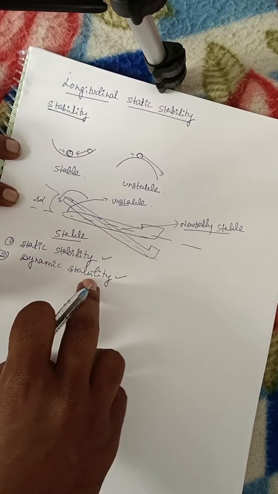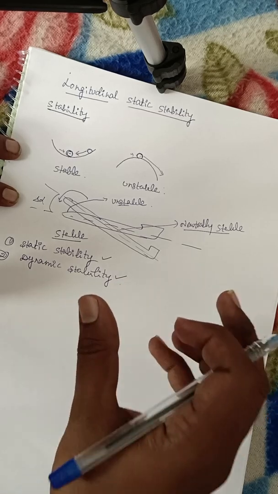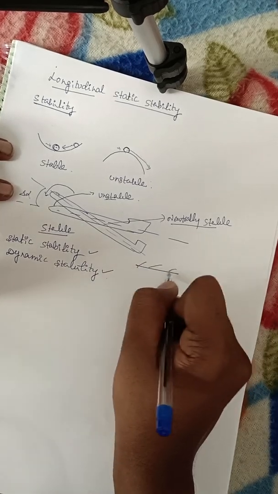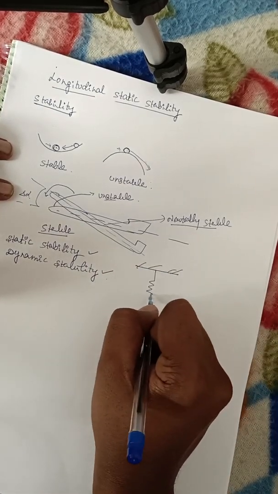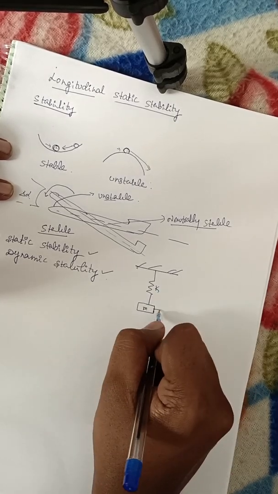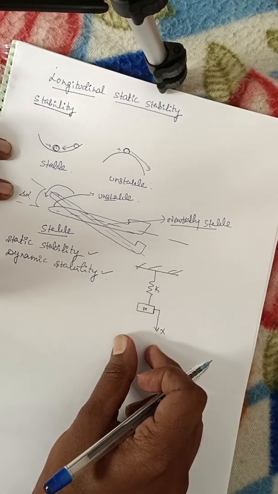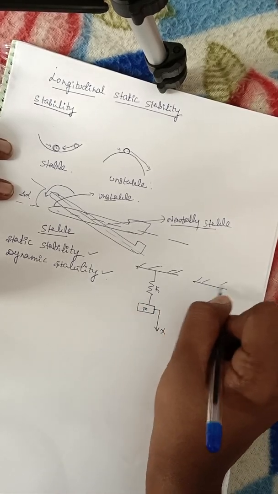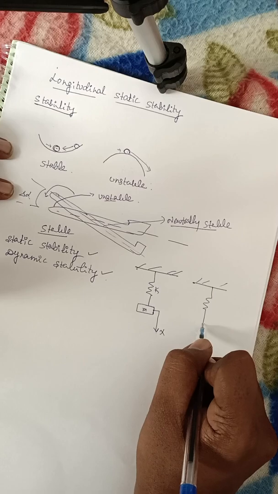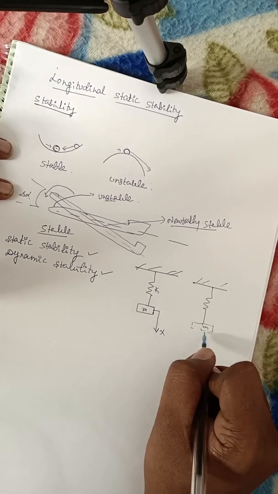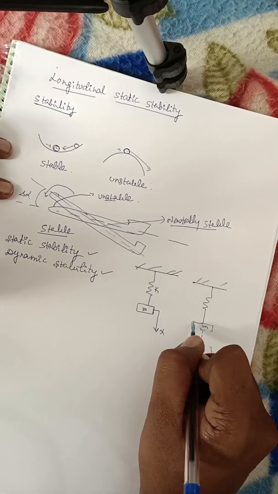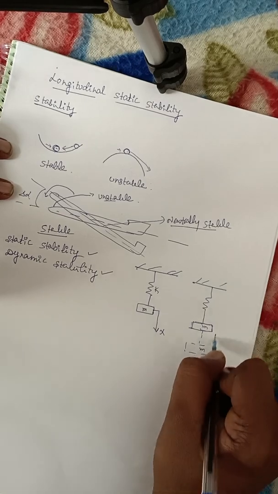Dynamic stability deals with time: over a period of time, what is the response of an aircraft. For example, consider a spring mass system. This is the spring, this is mass m. If I give a small displacement x, this is the actual body m, and after giving displacement, this body will come here. Just assume that this is the distance x.